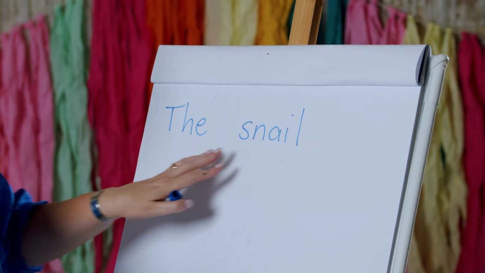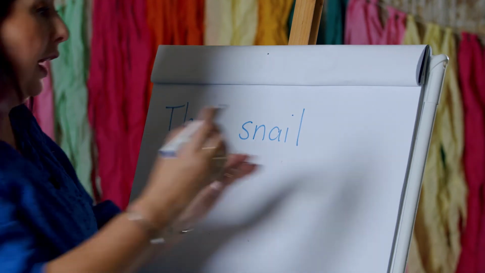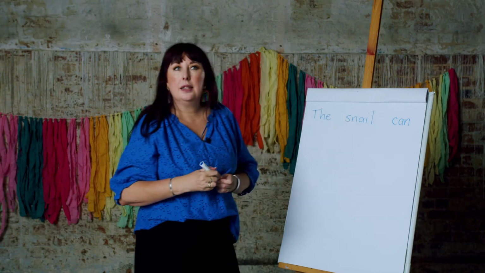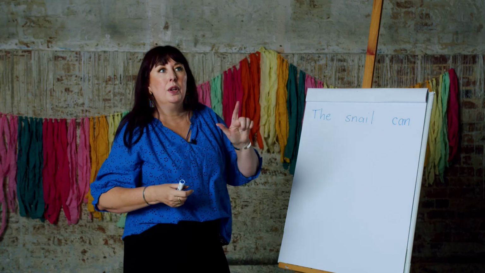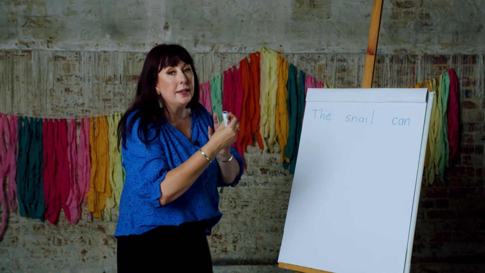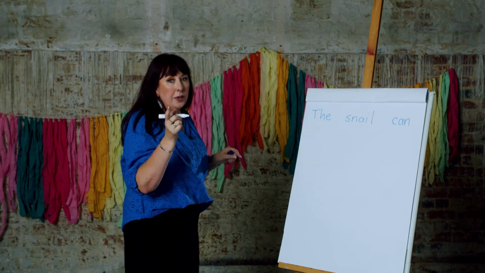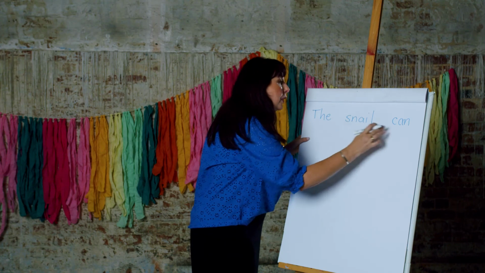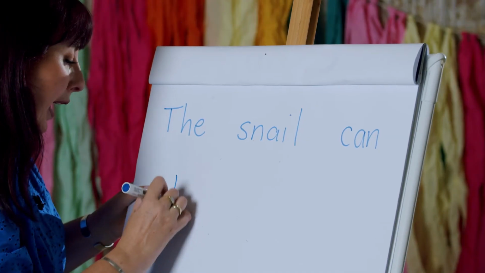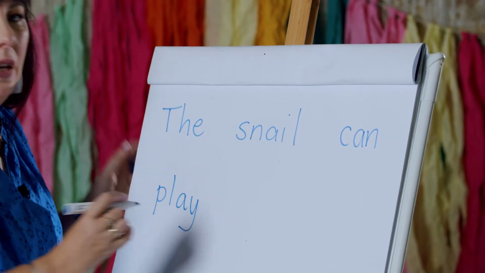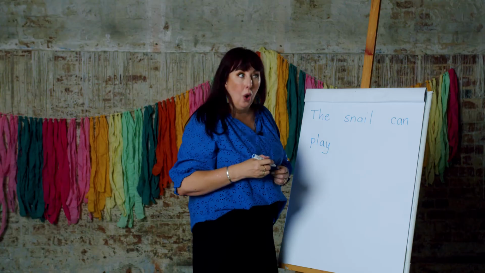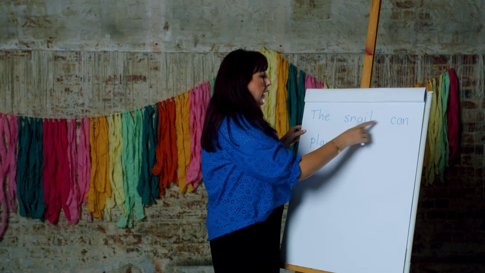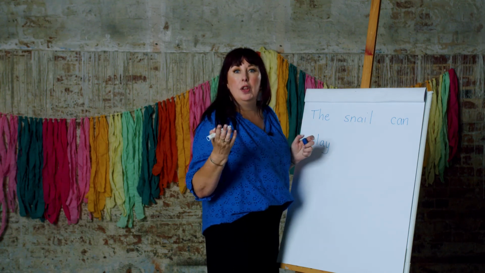Let's keep going. The snail can play. Say that word with me. Play. P-L-A. The A sound is at the end. So which digraph do we need to use? A-Y. That's right. The snail can play. Where can it play? On the stray dog. I hope the dog doesn't mind. The snail can play on the stray dog.